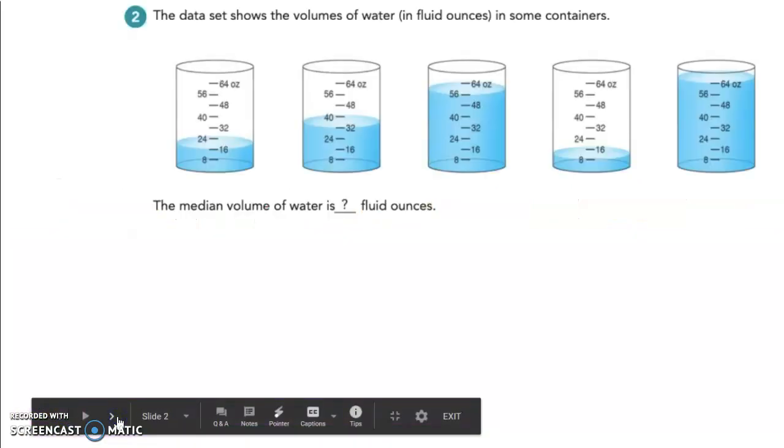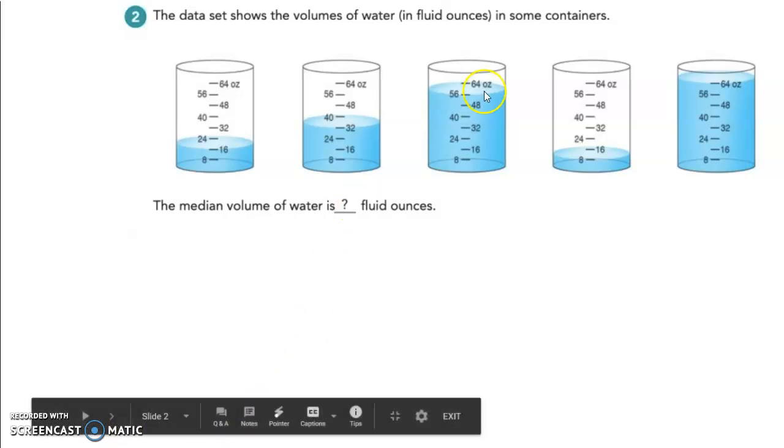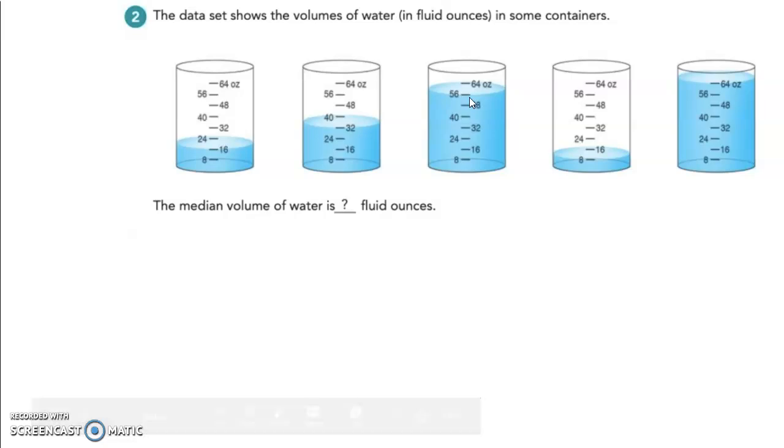So if you take a look at this picture with the cylinders with water, and you ask, what is the median? What is the middle? Some people might say, the middle, it's this one, 56. 56 is not the median. Before you find the middle value, you have to put them in order from least to greatest.